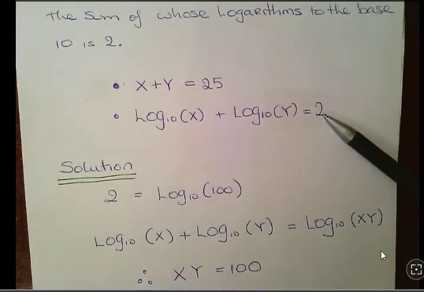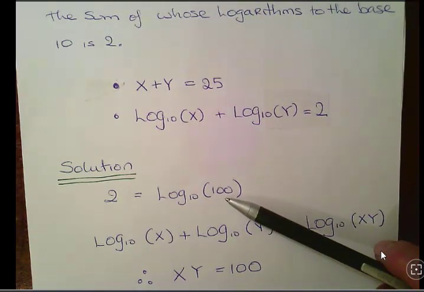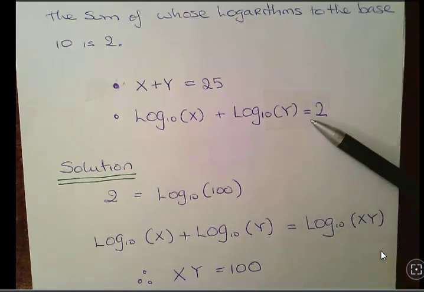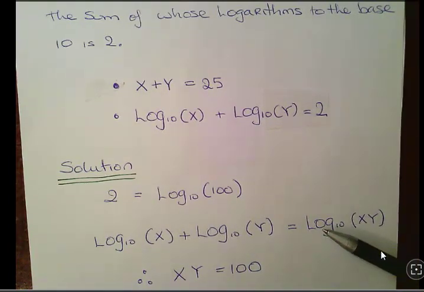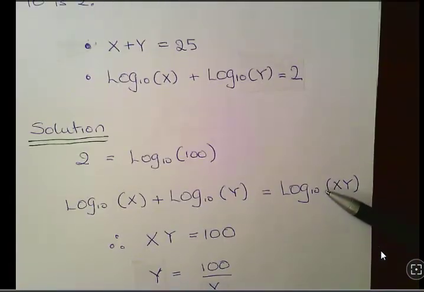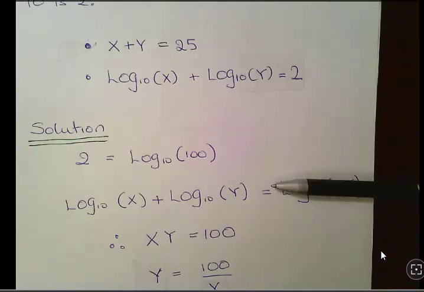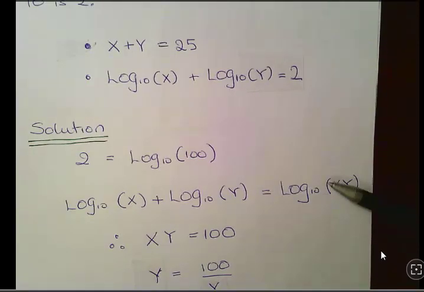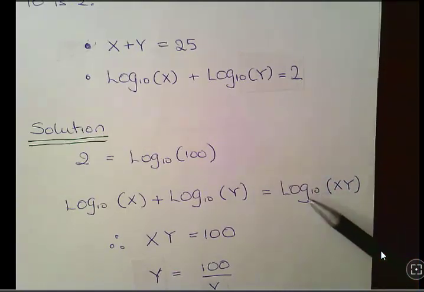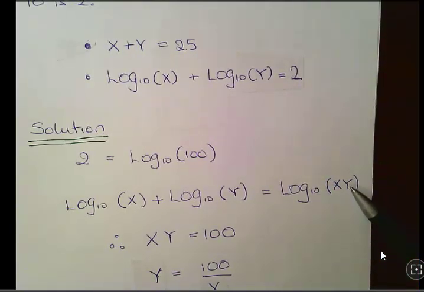I'm going to start off here with the 2. We can express that as log of 100 to the base 10. So essentially we can write all of this in terms of log to the base 10. We have log to the base 10 of x plus log to the base 10 of y, and that is equal to log of x times y to the base 10.